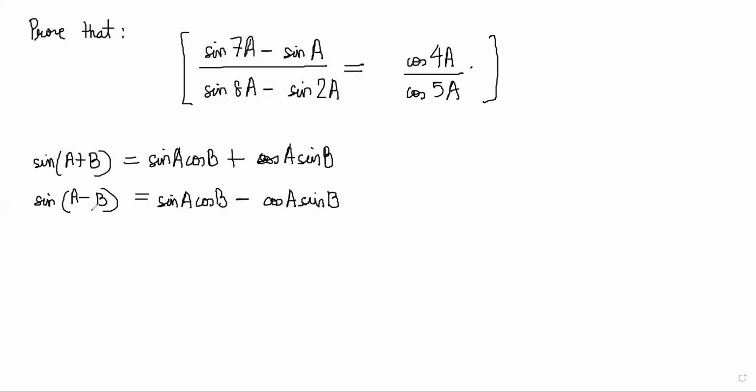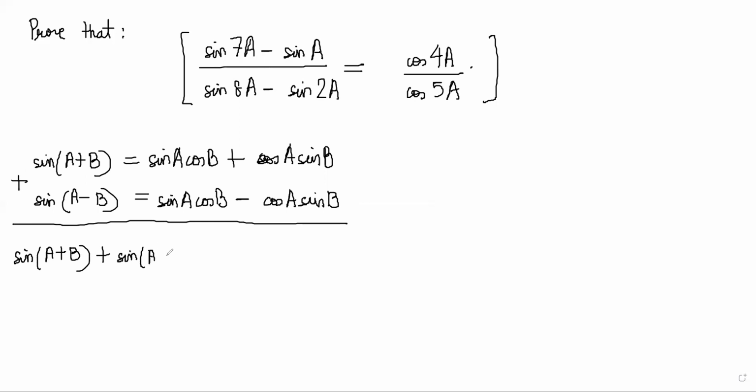Because if you put minus b instead of b, this becomes minus, right? So now why don't you add these two? See what happens. You get sin(a + b) + sin(a − b) equal to, this term gets cancelled, right? So 2 sin a cos b. You are getting this?